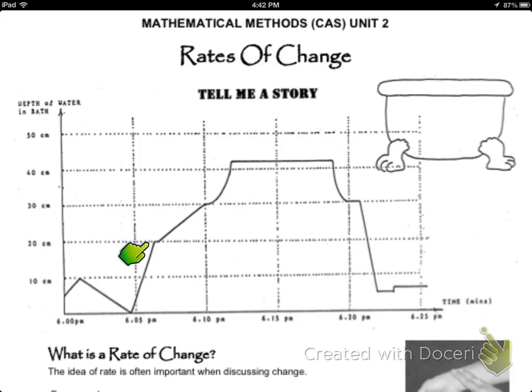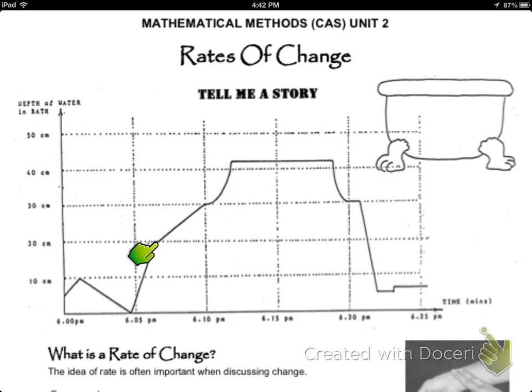Now, the rate of change of the depth over time is really a measure of the gradient of this depth versus time graph. You'll notice that there are sections where the rate of change is greater than other sections. For example, here early on, where the bath is probably filling with water quite quickly, the rate is quite fast. In fact, the rate shows that the depth of water has gone up to 20 centimetres over probably a minute or so. So the rate of change might be 20 centimetres per minute.